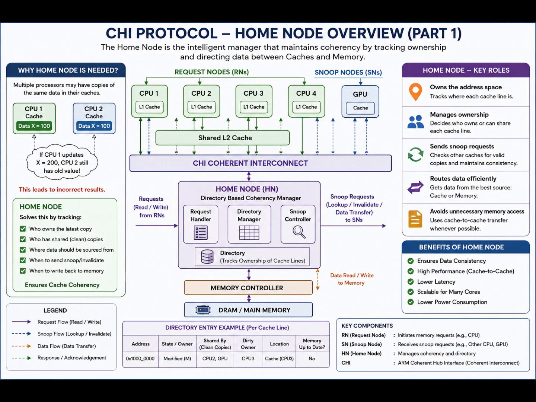Instead, it owns the responsibility for managing that address. That distinction is extremely important. Suppose the address 1000 exists inside the system. The home node doesn't necessarily store the contents of that address. Instead, it stores information about that address.